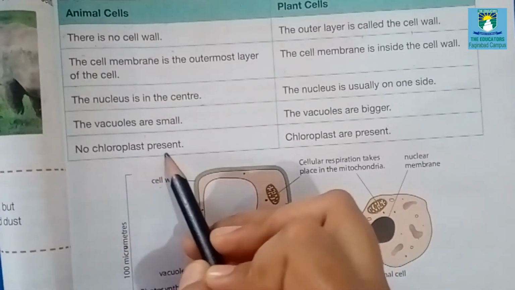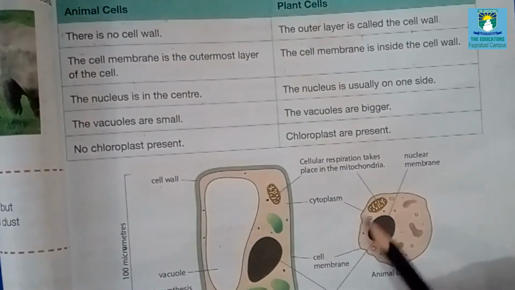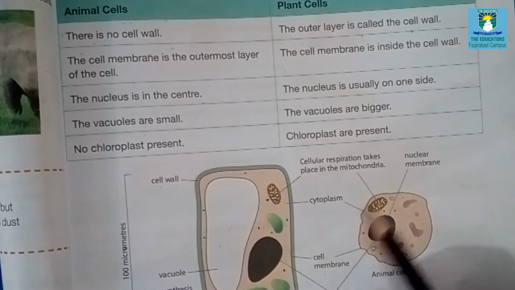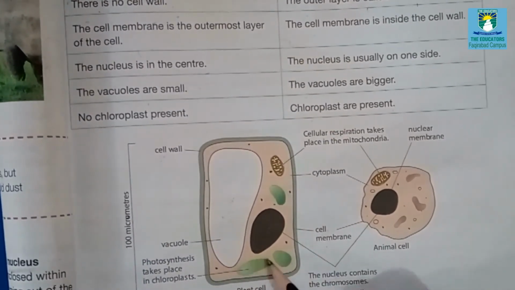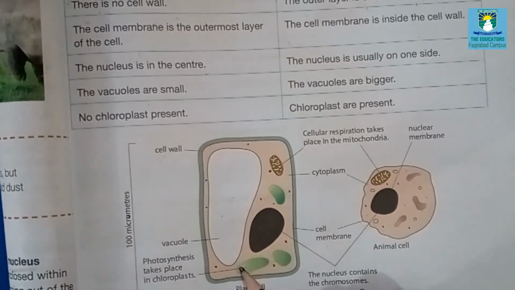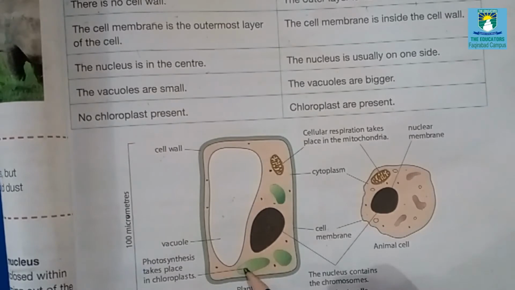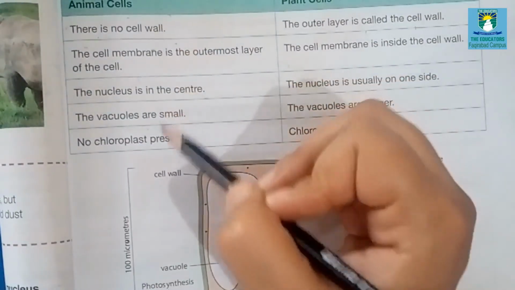Fifth, in animal cell, there is no chloroplast, but in plant cell, there are chloroplasts in which photosynthesis takes place. Photosynthesis is the process in which plants can prepare their own food. These are 5 main differences.